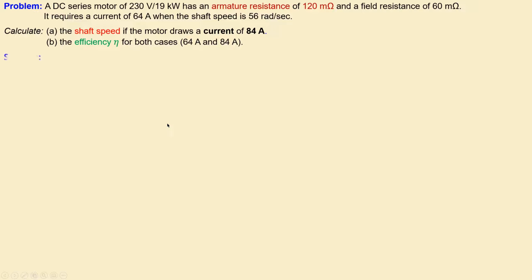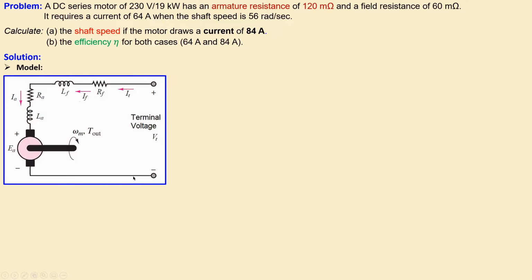Alright, let's look at our solutions. And again, we begin with a model. This is our DC series model. Again, the terminal voltage, the current, which is then the terminal current, and also the field part, the armature part, and also the back EMF, which is then connected to the moving, rotating part. Alright, this is the model.